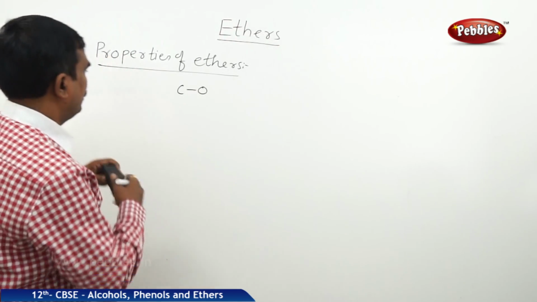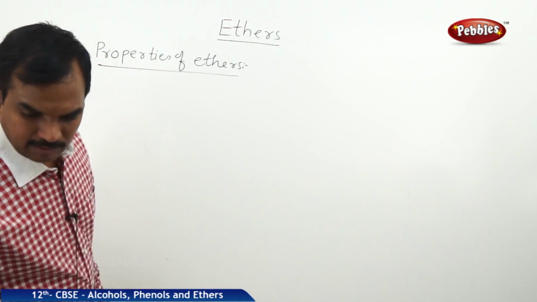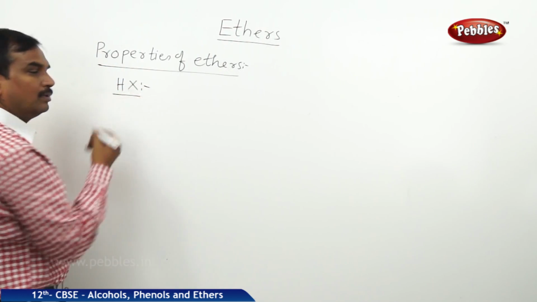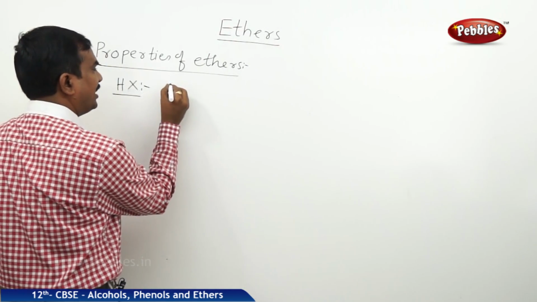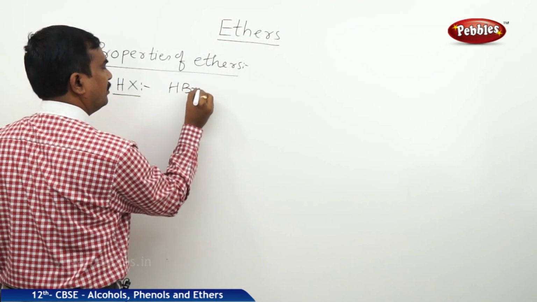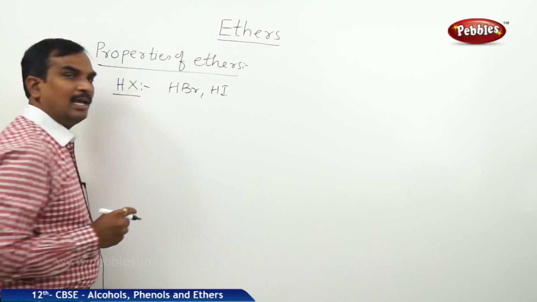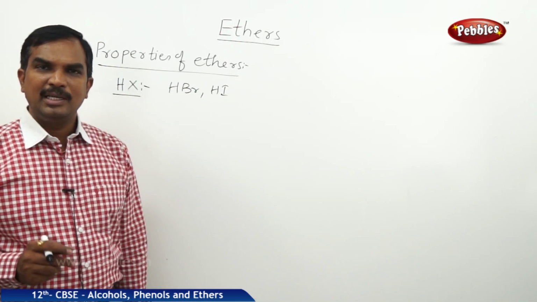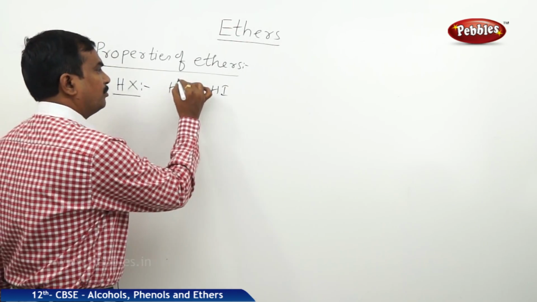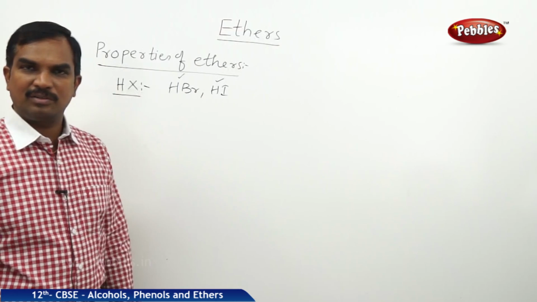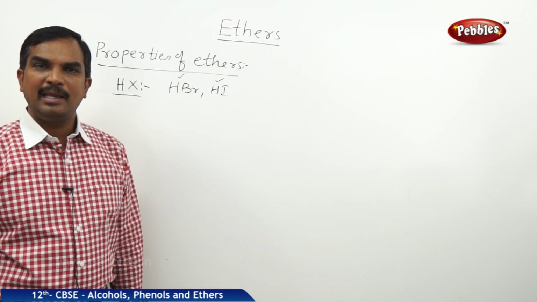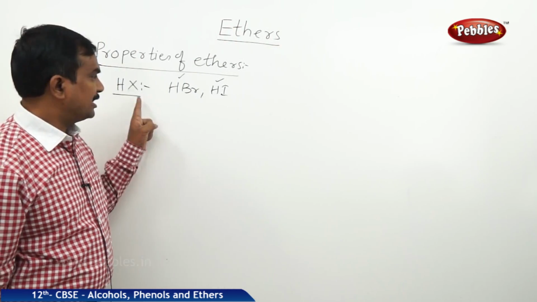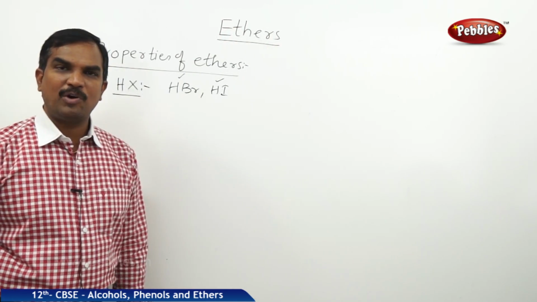If you take for example the reaction with hydrogen halides, especially the hydrogen halides will be HBr and HI. The reason is, among the hydrogen halides HF, HCl, HBr and HI, these two are more acidic in nature compared with HF and HCl. That's why these will predominantly react with the ether to give the corresponding products.